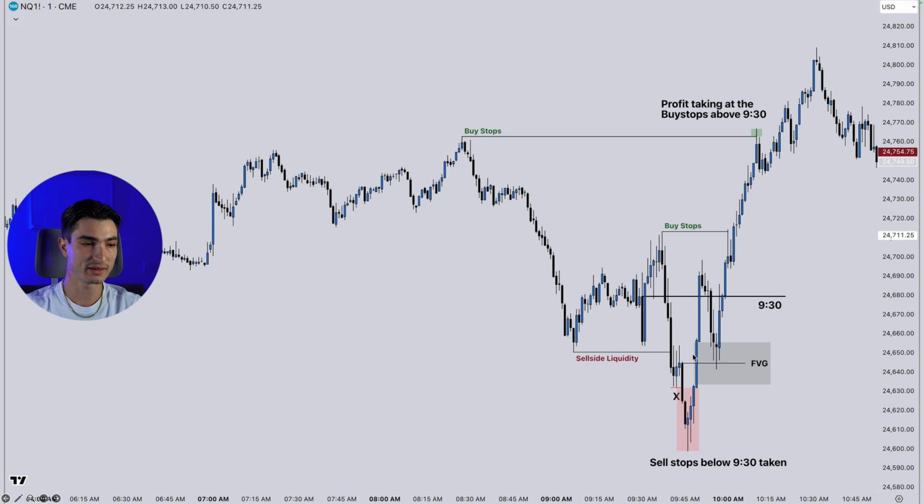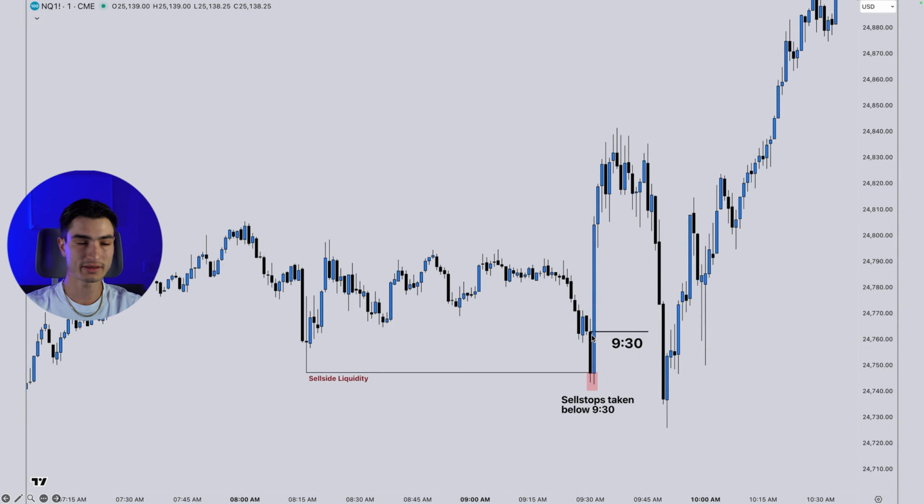And then here you see after we take the liquidity below the 9:30 open, huge displacement higher, fair value gap here in the form of an imbalance, and these two down close candles, which is a bullish order block. And then you can see you can use that as a long to then attack the buy stops here and here. All right, so again, 9:30 starts the hunt.